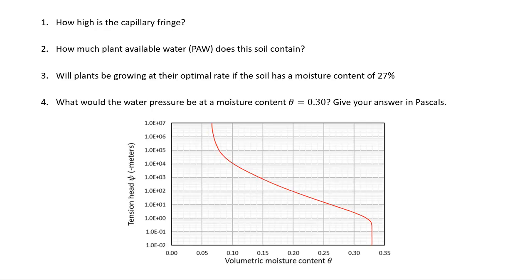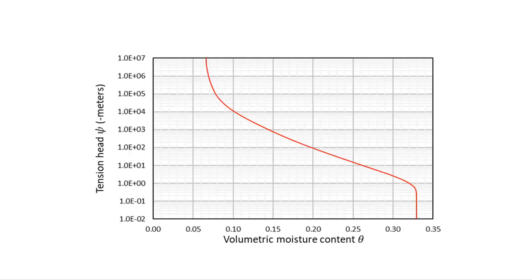So in this video, I want to go over the solution to the problem soil moisture characteristic 1. We're given a soil moisture characteristic for a soil shown below, and we have to answer these 4 questions. So question 1 is, how high is the capillary fringe? So here is the curve in more detail.